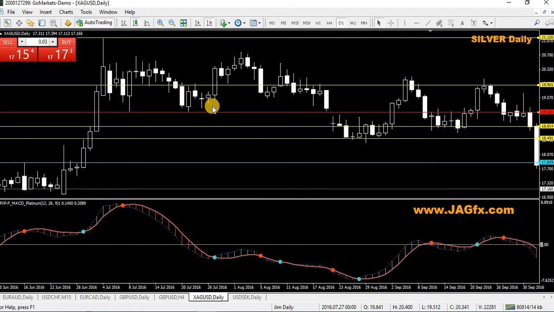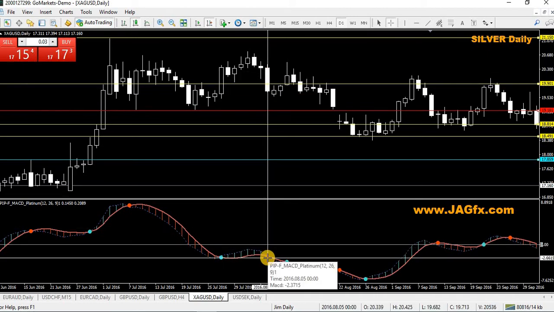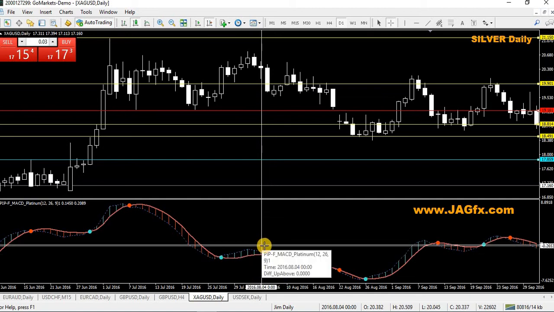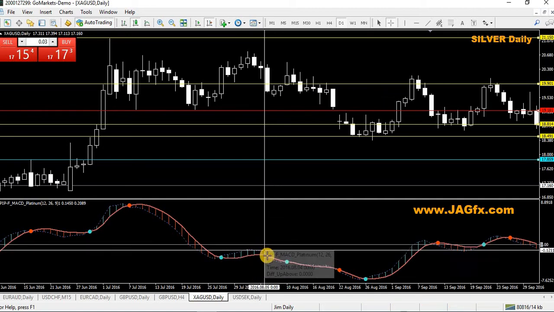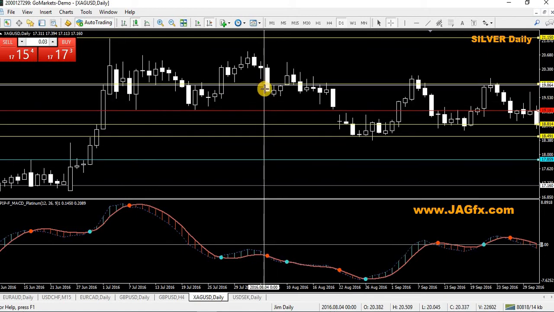Still no, we're still in that same SAR level, it hasn't been broken yet. Price has gone up, hasn't made any new highs. Price has come down. Now, because we've got a red dot here, even though we're below the zero level in the MACD Platinum, you've got a nice little fractal there. And all a fractal is, is when price forms these little rounded highs or lows.